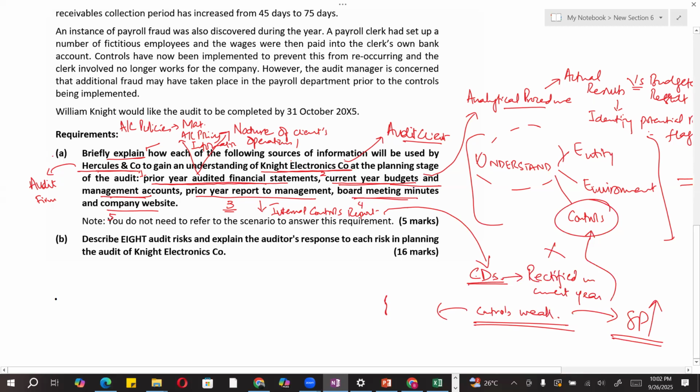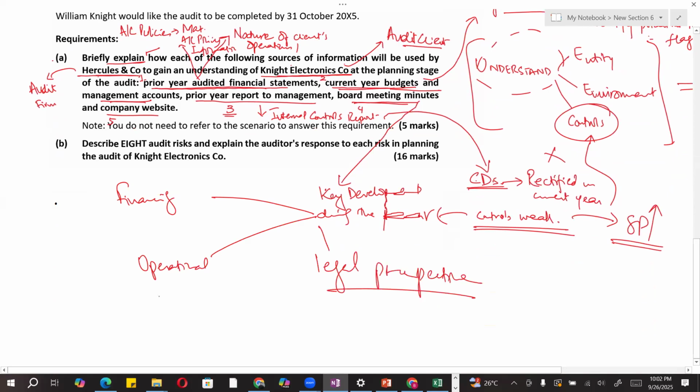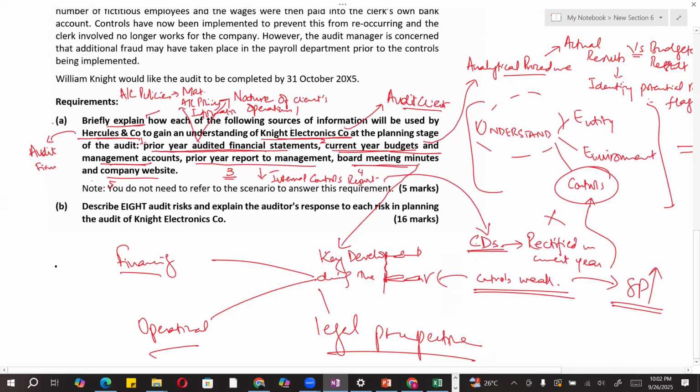Why would an auditor be reading the board meeting minutes? That could help the auditor to identify the key developments, major developments during the year. Those developments could be, for example, from a financing perspective. Those developments could be from an operational perspective, from a legal perspective. So those developments the auditor could get to know more about.